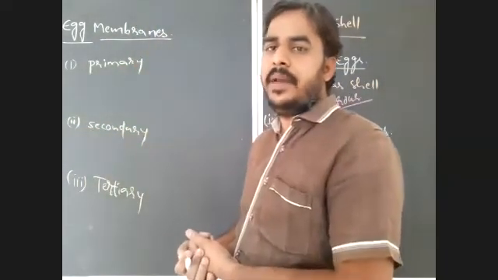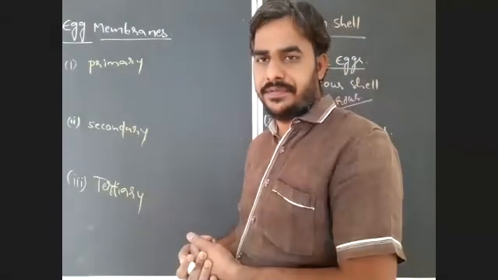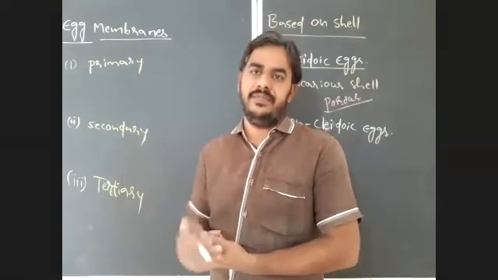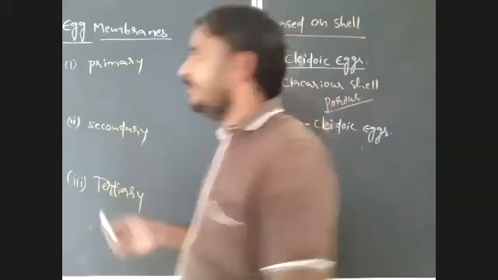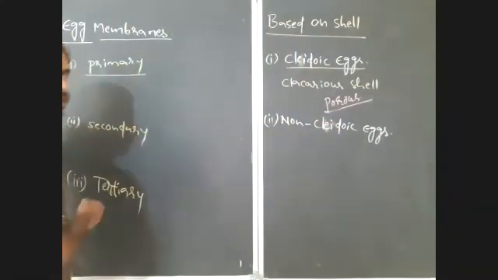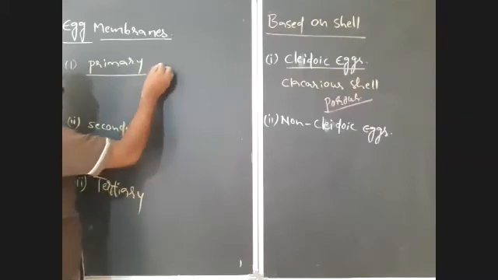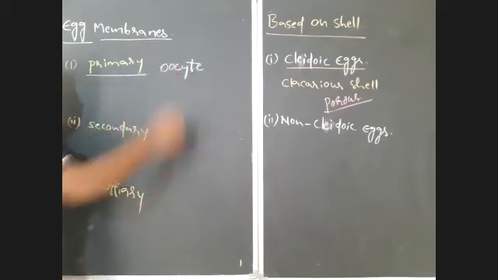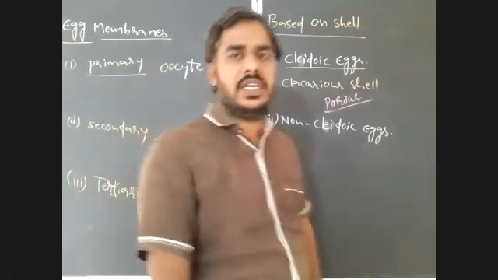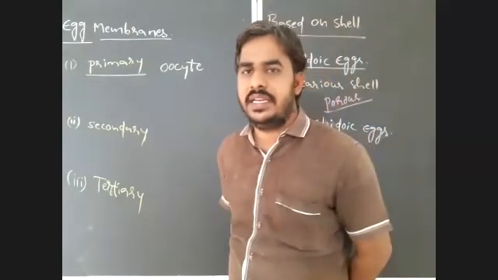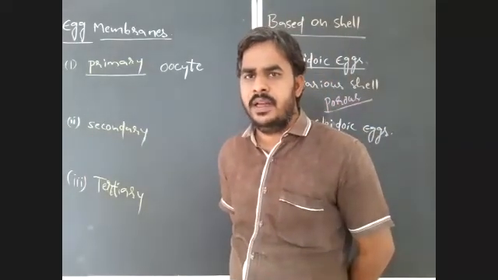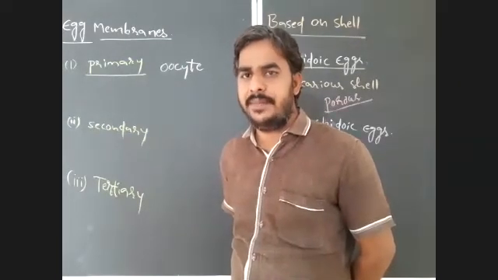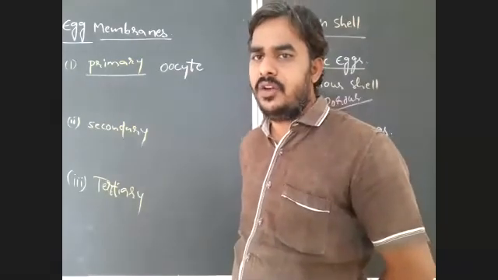The egg membranes which are secreted by the oocyte itself are known as primary egg membranes. So, what is the site of secretion? That is the oocyte. The egg membranes which are secreted by the oocyte itself are primary egg membranes. Maybe you all know that.